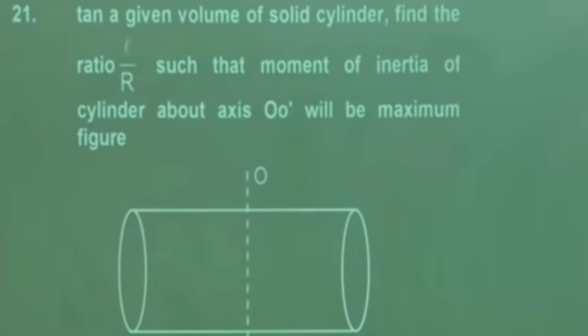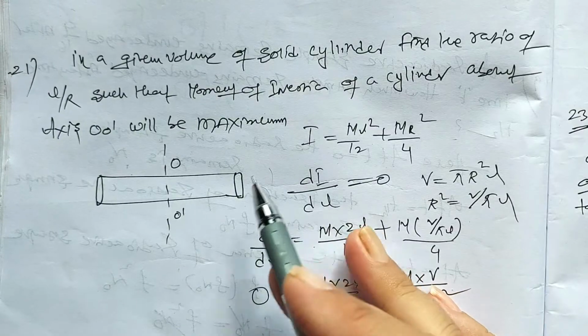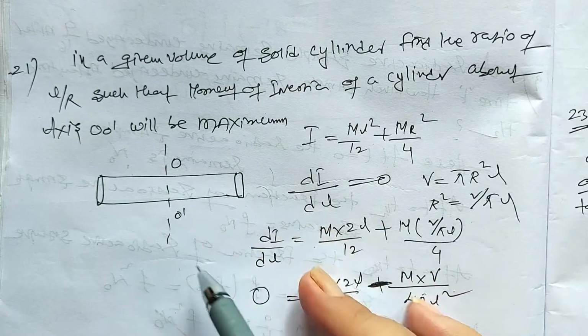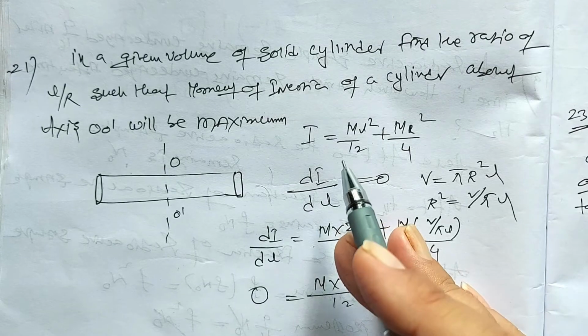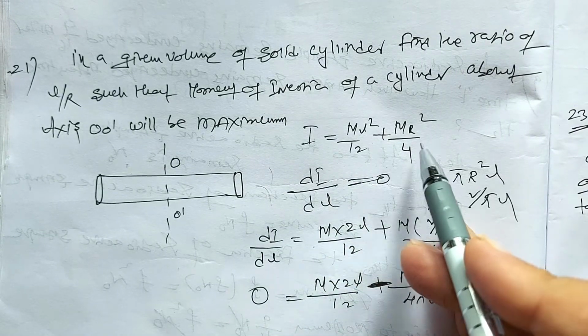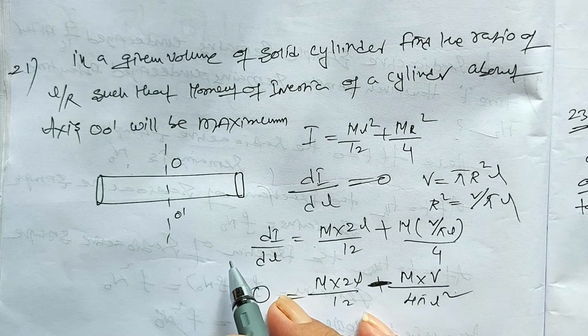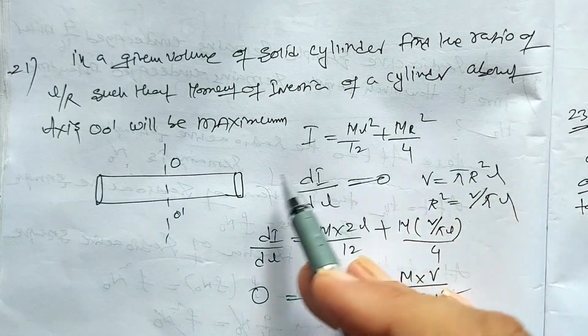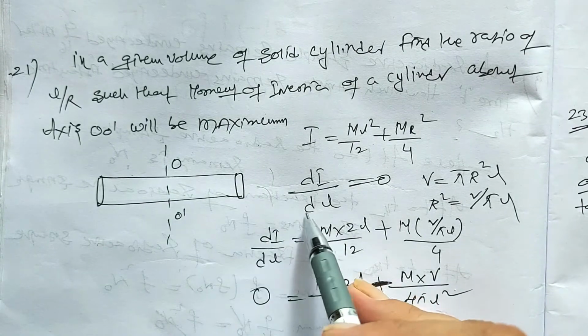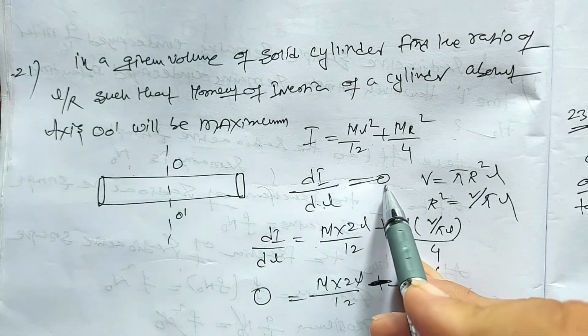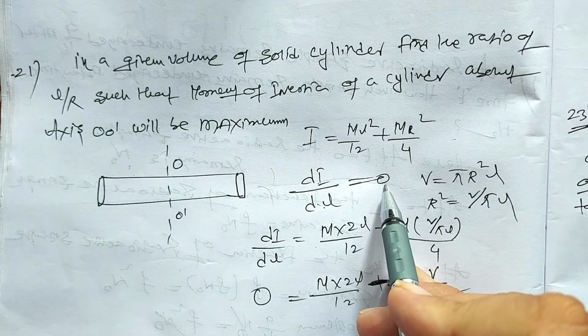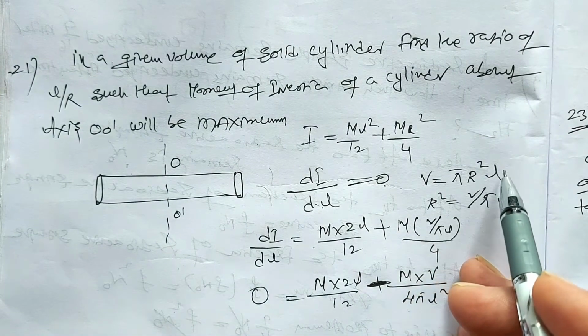In a given volume of a solid cylinder, find the ratio of L by R such that moment of inertia of a cylinder about an axis O dash will be maximum. Right. To solve this problem, moment of inertia of a cylinder about an axis O dash is I is equal to ml square by 12 plus mr square by 4. So here the moment of inertia will be maximum, that means dI by dL, its derivative is 0.